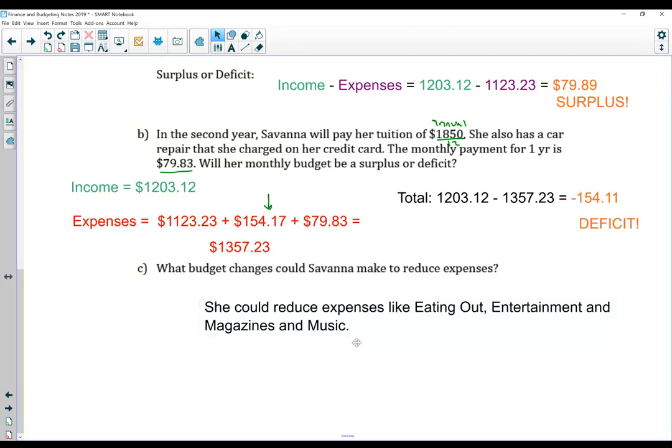Here, she could reduce expenses like eating out, entertainment, and magazines and music. That would be an acceptable answer.